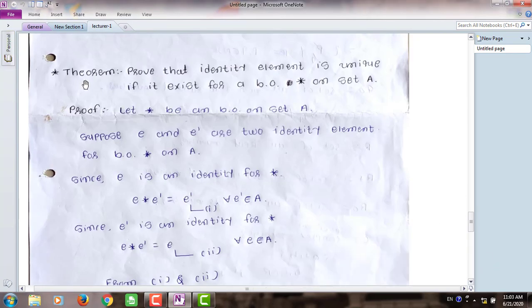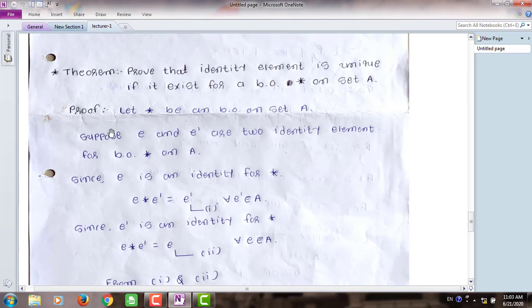Next, the first theorem of our topic. The theorem statement is: prove that the identity element is unique, if it exists, for a binary operation star on set A. We will prove that the identity element is unique for binary operation star on set A.